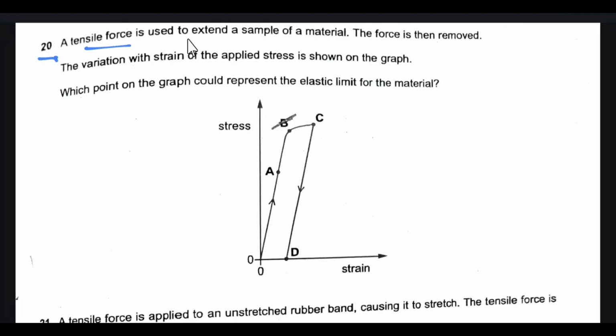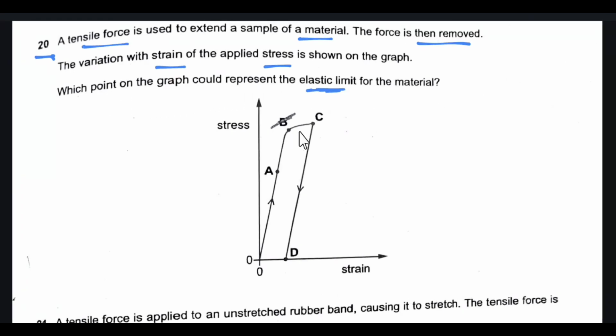Number 20. A tensile force is used to extend a sample of material. The force is then removed. The variation with strain of the applied stress is shown on the graph. Which point on the graph could represent the elastic limit of the material? Before the elastic limit comes the limit of proportionality, after which the graph starts to become non-linear. So this point is the limit of proportionality, and the elastic limit would be after it. That means the closest answer is B.